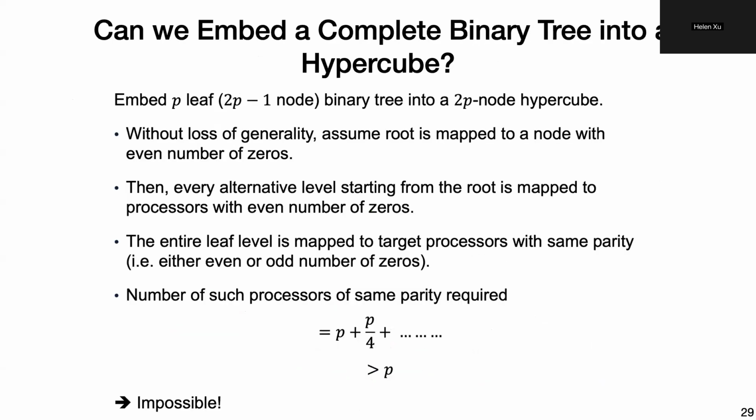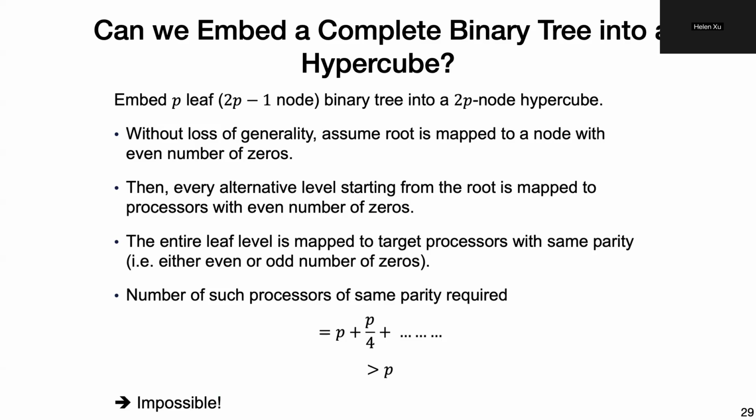Okay. So one first way that we can try to do this is if we have p leaves in the binary tree, so we have 2p minus 1 nodes, and suppose we have a 2p node hypercube. We can definitely embed all the nodes, since we have enough nodes theoretically to do this one-to-one mapping, but we have to define some kind of function.